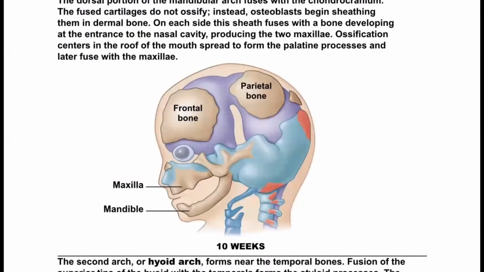At 10 weeks, we saw the frontal bone. Now we've got the parietal bone here. You've got your occipital bone developing in the back. You've got your frontal bone. You've got your maxilla and mandibular arches starting to form, and your hyoid starting to form.